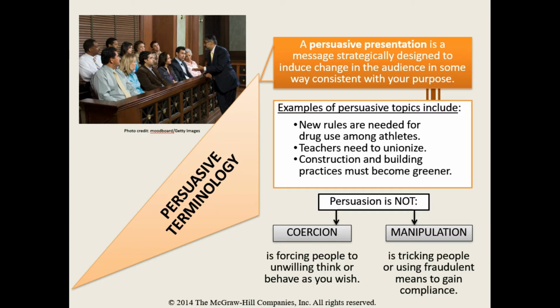Examples of persuasive topics include new rules that might be or should be needed for drug use among athletes. Very popular when steroids pop up among youth. Teachers need to unionize. That comes up in my world a lot. Construction and building practices must become greener. Now, the funny thing is, this was done in 2013-14, so the green movement is not something new. And I could persuade you on that without coercing or manipulating you by showing you proper evidence. And here it is right in front of you in this presentation.